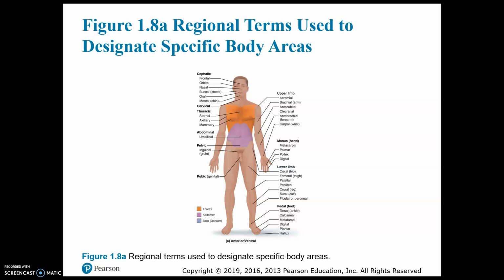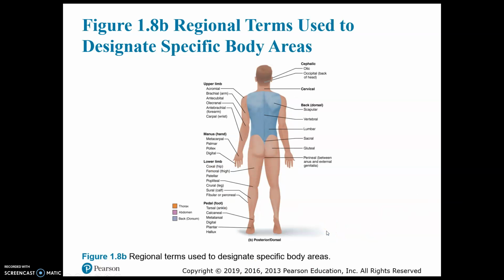Then we have the foot, which is called pedal. The ankle is tarsal. The heel is calcaneal. The top of the foot is the metatarsal. And all of the toes are digital, except for the big toe or great toe, which is the hallux. And then the plantar region is underneath the digits. It's the part of your foot that you stand on. Okay, so come on. Next slide.